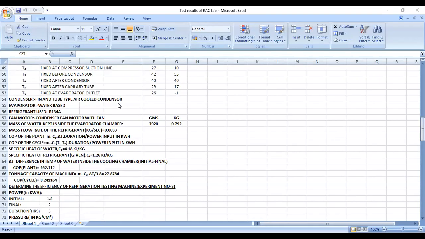Now, the condenser is for air conditioning systems, a fin and tube type air-cooled condenser itself. The refrigerant we use here is R134a and the evaporator is water-based.